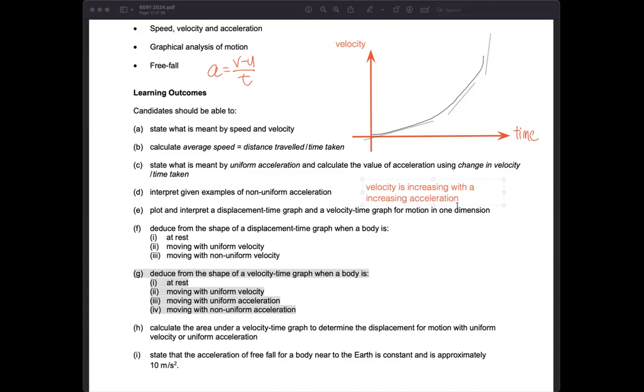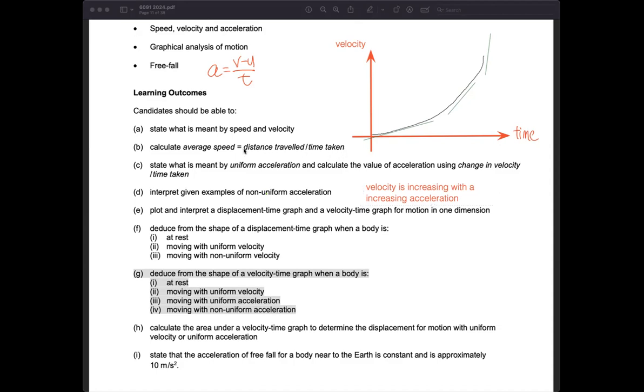Okay, now we go back to the simple one. It's a bit cheap now, but the main idea I want you to understand is this. The gradient tells you the quantity of the next level. So in a velocity time graph, the gradient tells you the acceleration. In the displacement time graph, the gradient tells you the velocity. So I want you to remember that.